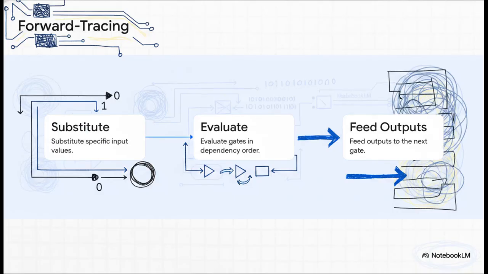Section 3. Tracing logic circuits. If we want to mentally walk through a circuit, which, by the way, is a core skill heavily tested on the AP exam, we use forward tracing. You start by plugging in specific input values, like assigning a 1 to A and a 0 to B. Then, you evaluate the gates in their dependency order. You figure out the first gate's output and feed that result straight into the next gate, cascading down step by step from input to final output. It's essentially executing the physical hardware right in your mind.